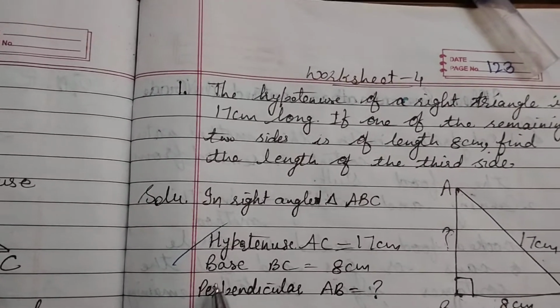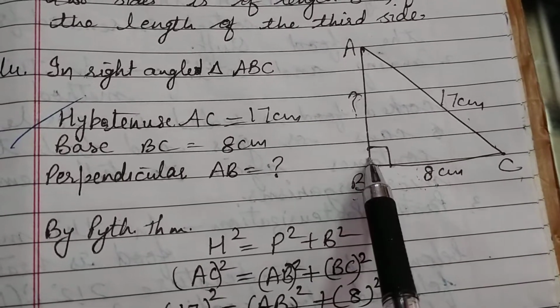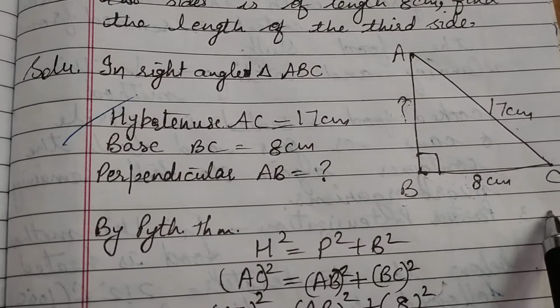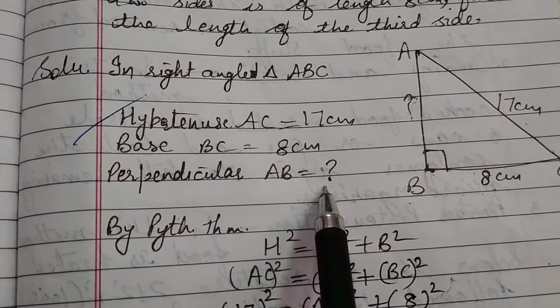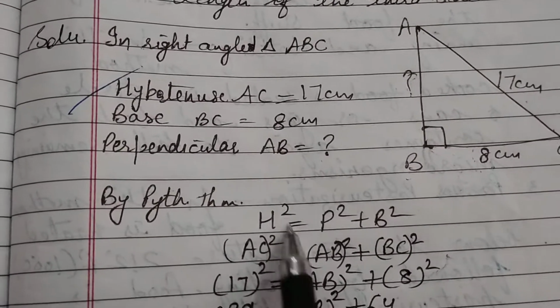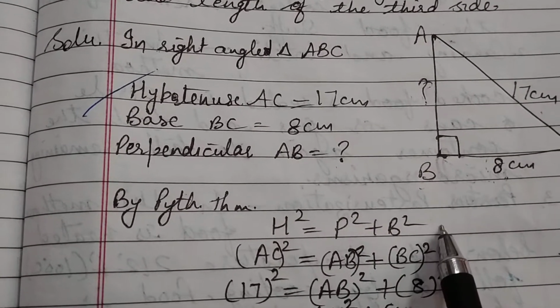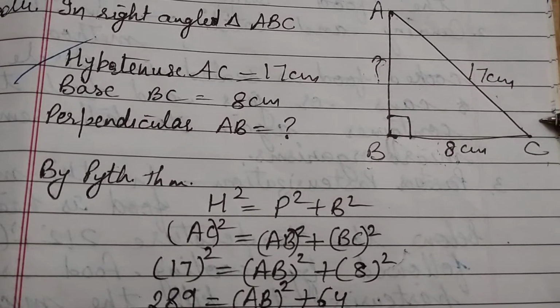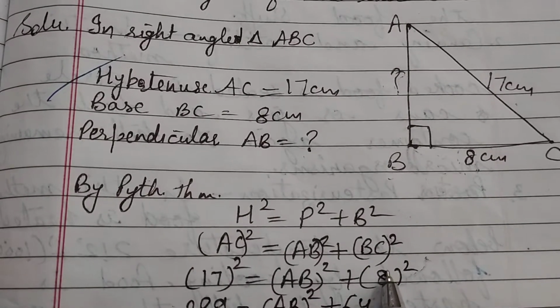Clear? Now we will write in right angled triangle ABC, at angle B, 90 degree angle is there, and then AC is hypotenuse, this is 17 centimeter, base is 8, and perpendicular you have to find. Okay, by Pythagoras theorem we can use this formula, h square is equal to p square plus b square. We know that h is AC, so in place of h we can write AC here in this way.